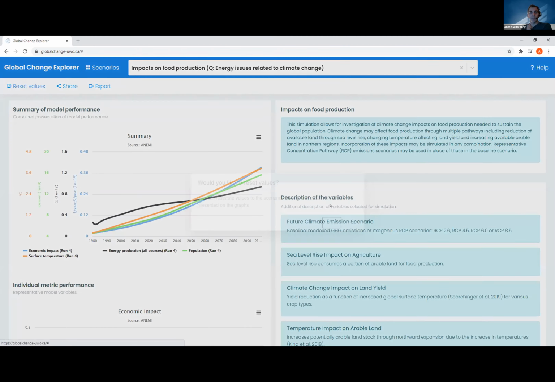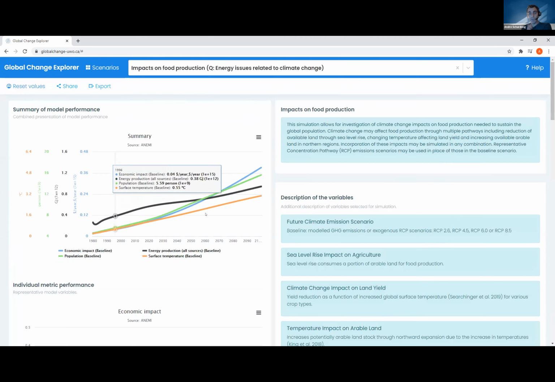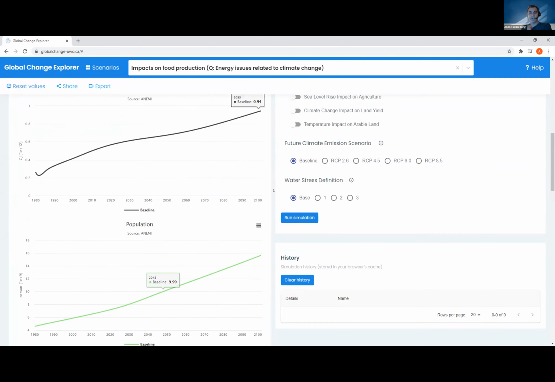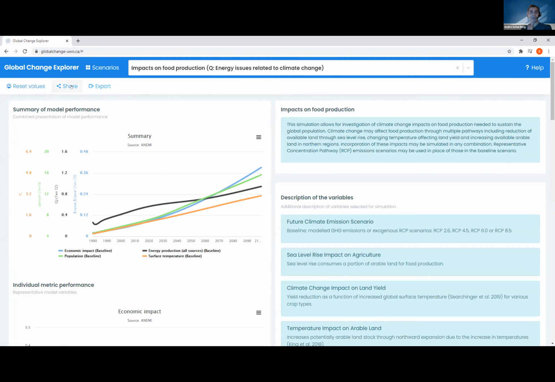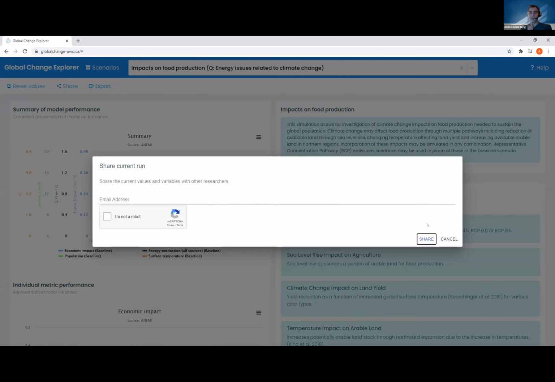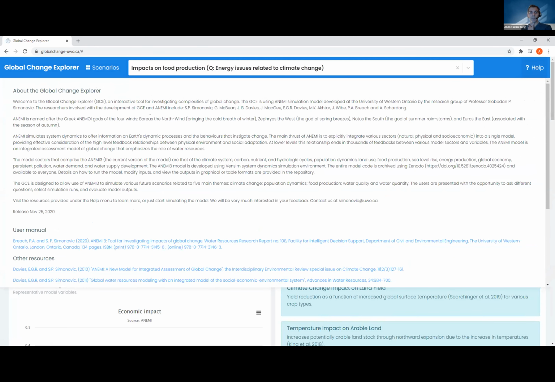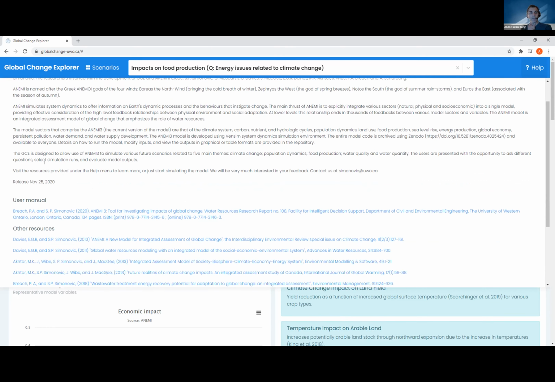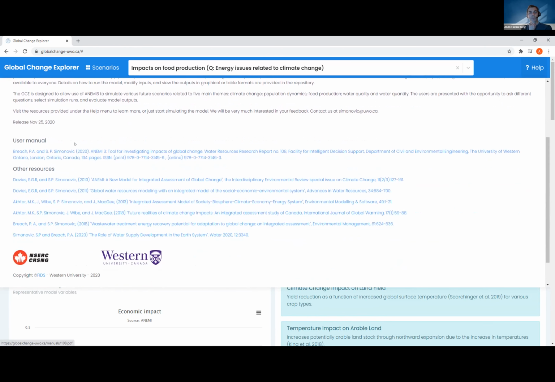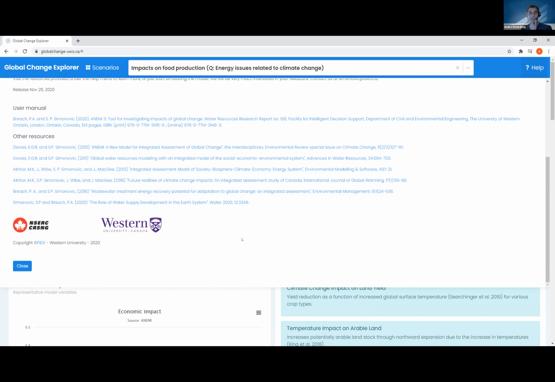We have reset. It will reset everything to the baseline. It will clear out all the graphs, all the runs, and everything is reset to the baseline. We have share. If you'd like to share it with someone, export to data, and then we have just a simple help menu, which is describing the tool quickly, and we have also some good references and the blue book that was prepared by Patrick and Professor and other published papers on ANEMI.